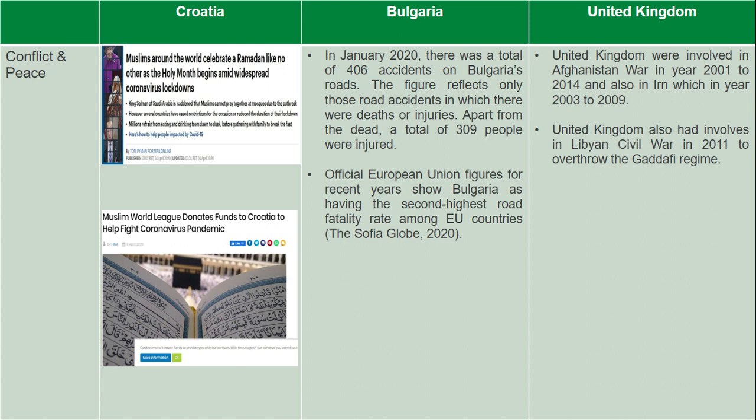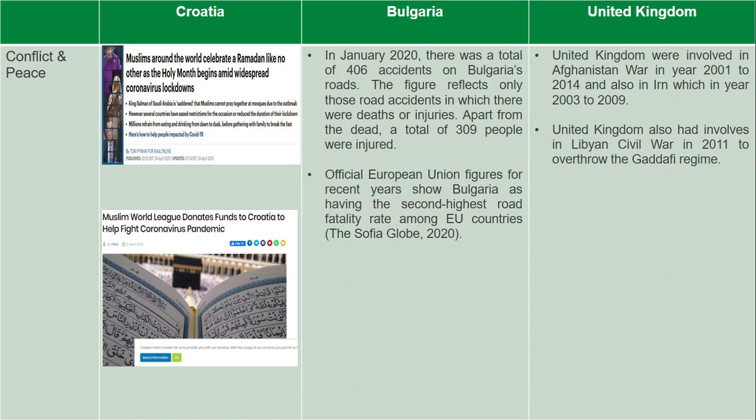Lastly, peace status of Croatia. On 9 April 2020 in Zagreb, the Muslim World League donated around $300,000 to the Croatia government because of the damage caused by the earthquake.